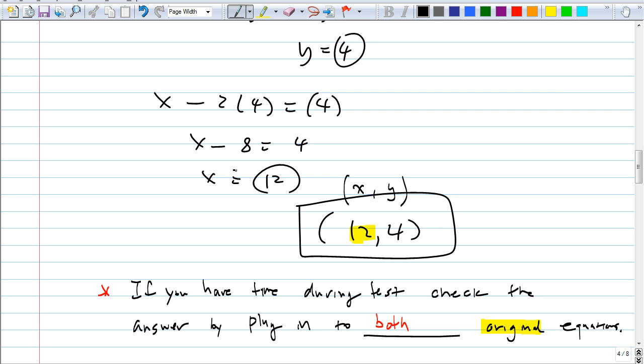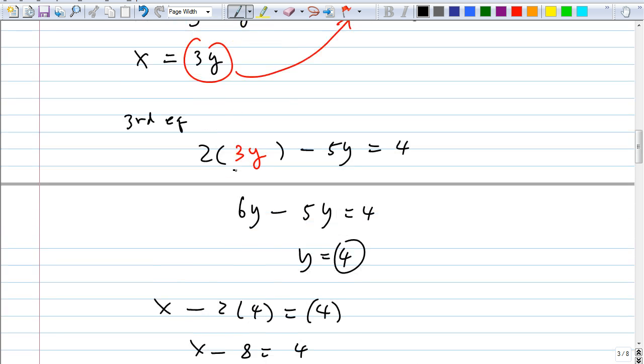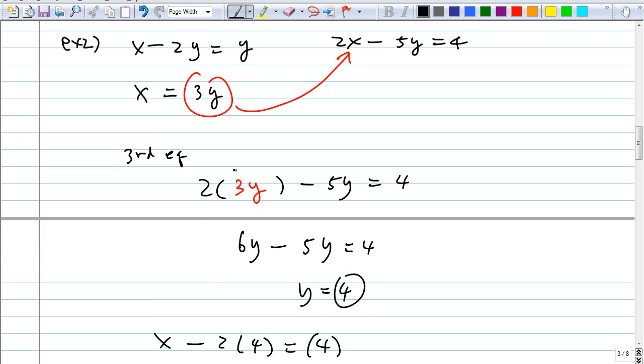We're looking for the solution of the system. So therefore, you need to plug into both of these original equations. Why do you think I highlighted original? Why can't I plug into, I don't know, x equals 3y? Why do you think it's best to plug into x minus 2y equals y? Anybody? Yes?